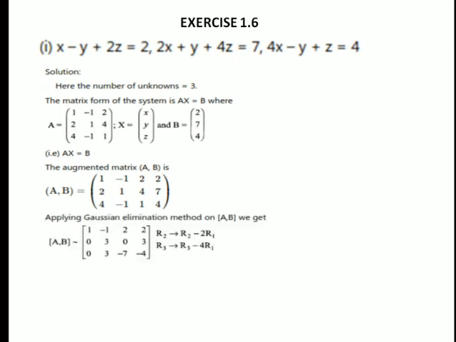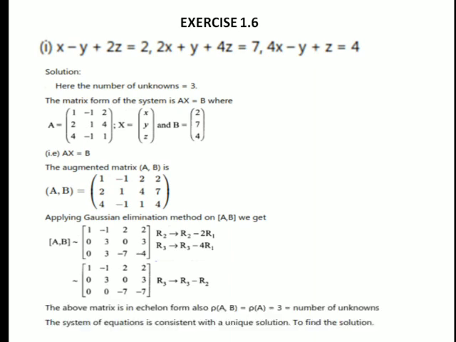Next, applying the Gaussian elimination method on A comma B, we get row 2 changes to row 2 minus 2 row 1, row 3 minus 4 row 1. Next, row 3 changes to row 3 minus row 2. Next, the above matrix is in echelon form. Also rank of A comma B and rank of A equal 3, the number of unknowns. The system of equations is consistent with a unique solution.